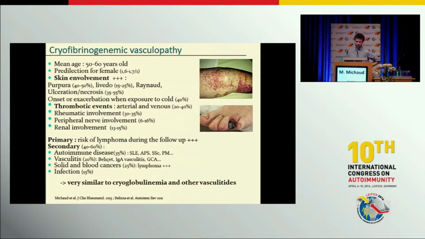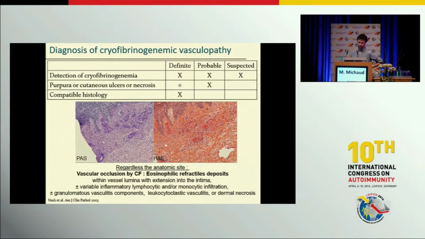Cryofibrinogenemic vasculopathy is either primary, and there is a risk of lymphoma in this population. In the only study that observed people with primary cryofibrinogenemia, published by Christina Belizna, half of the patients had lymphoma during the 5 years follow-up. Cryofibrinogenemia can be secondary to autoimmune disease, vasculitis, cancers, and infection.